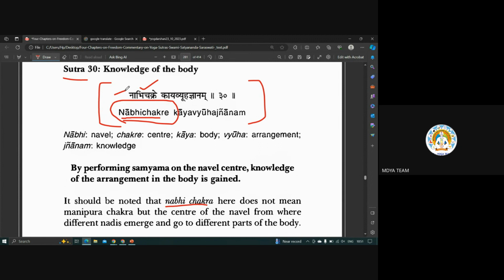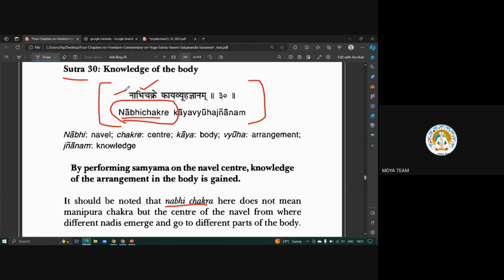From that area, all the nadis go to the different parts of the body. So if there is any problem at that region, that person will die immediately.